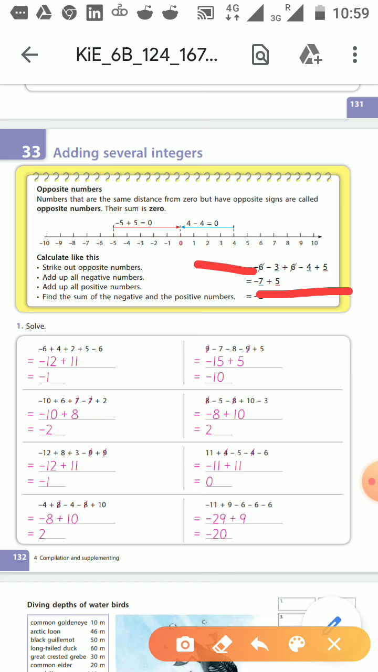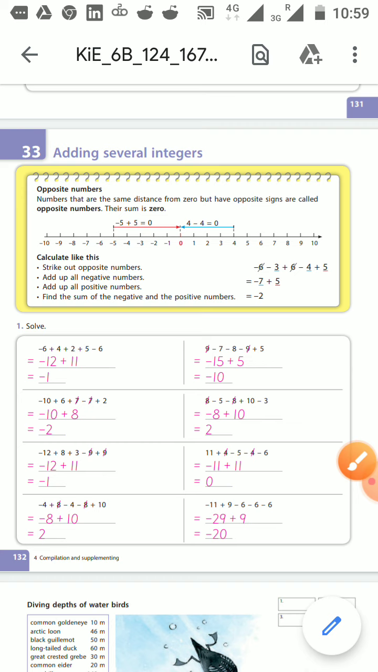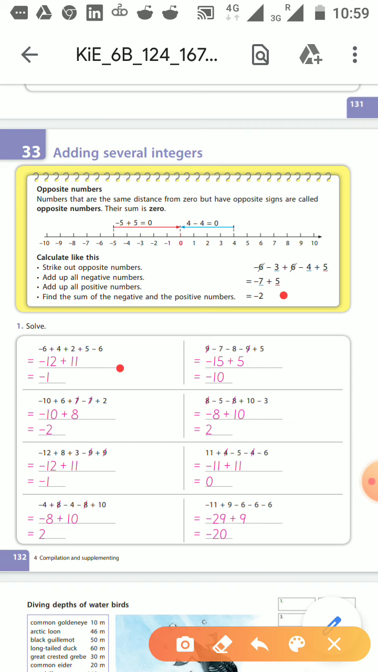So there's a -3, a -4, and a +5. What does that give you? Well, you add up the minuses, you get -7. You add up the pluses, you get +5. And that gives you the final answer of -2. So you do that for each of these as you go along, working out what each one is.